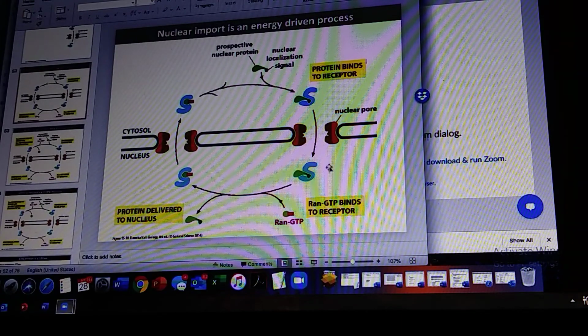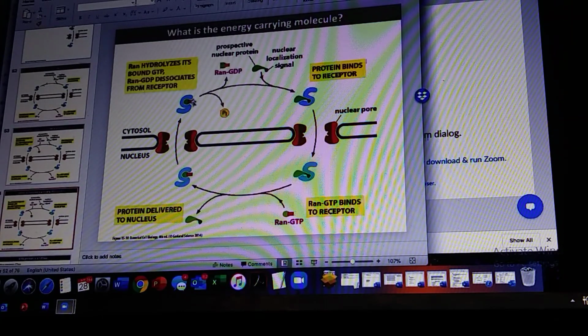But the problem is it's attached to the receptor. And that's why you need RAN-GTP. So that RAN-GTP can bind to the receptor, alter the conformation, and then that nuclear protein can be released. And then that signals the receptor to exit out into the cytosol to be reused. But then you have to get off RAN-GTP, so you do that by RAN-GTP undergoing hydrolysis, which then boots off the RAN protein and it frees up the receptor to bind to another nuclear cargo protein.